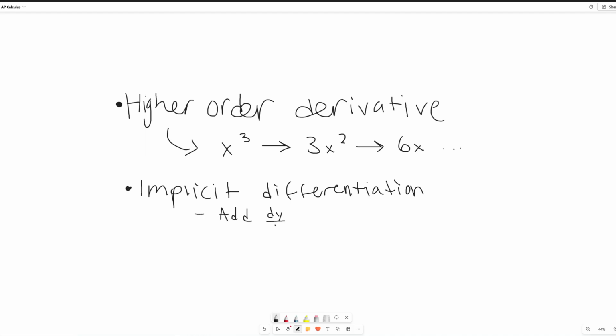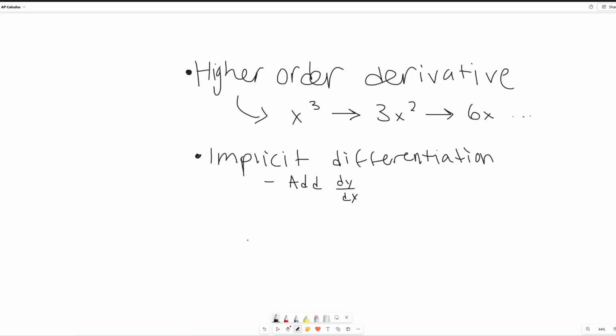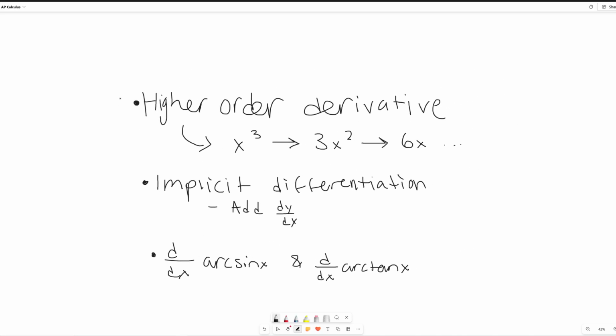And then inverse derivatives do not always appear, but they can. And then derivatives of arcsine and arctangent. These are what you should be taking away.